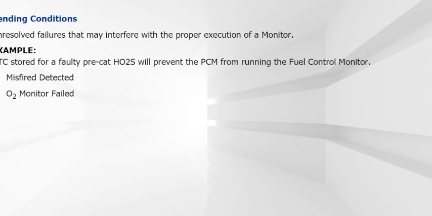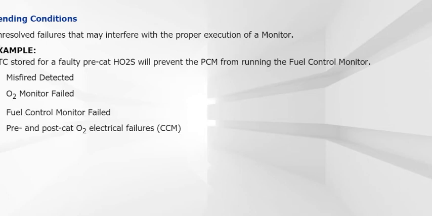Here's an example of several pending conditions that would prevent the PCM from running the catalyst efficiency monitor. Misfire detected. O2 monitor failed. Fuel control monitor failed. Pre- and post-cat O2 electrical failures, or CCM. ECT failure, or TPS failure.